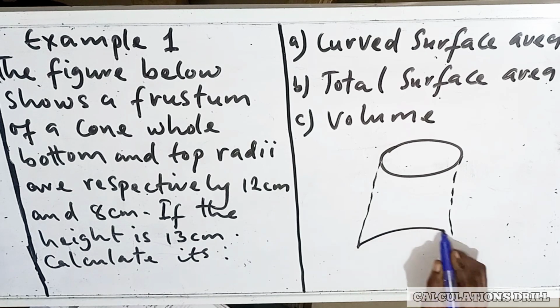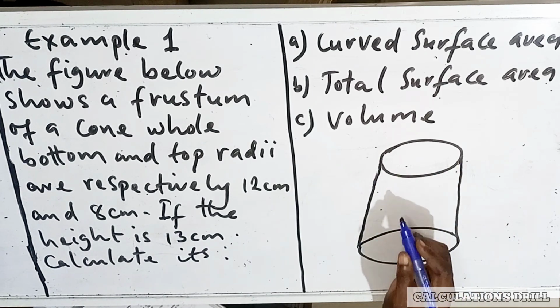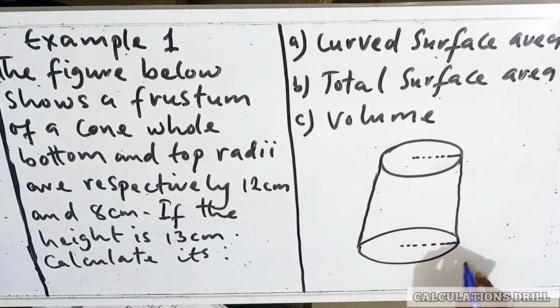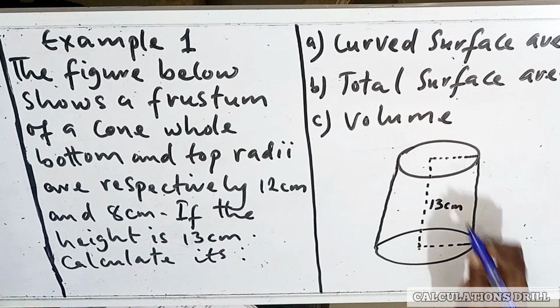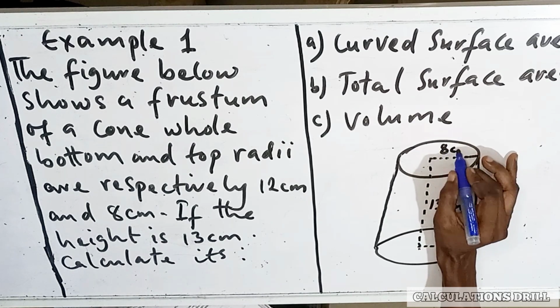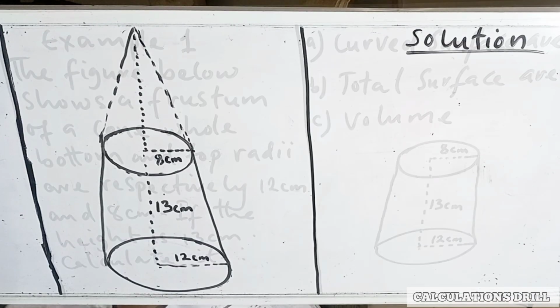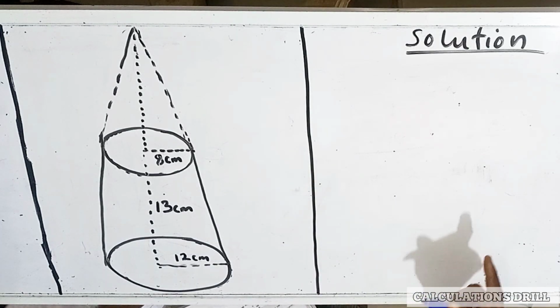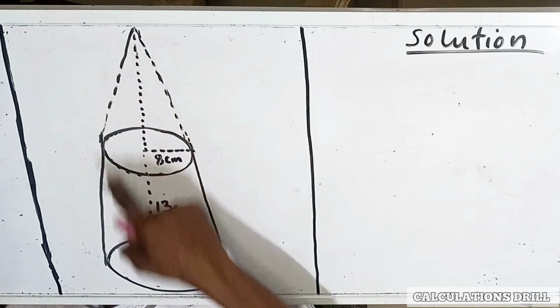Okay, I want to show you the diagram. This is the diagram of the frustum. From the question, we are given the small radius to be 8 cm and the big radius is 12 cm, while the height is 13 cm. That is what you can see in the diagram. What we need to do is to complete the frustum. You can see it there.